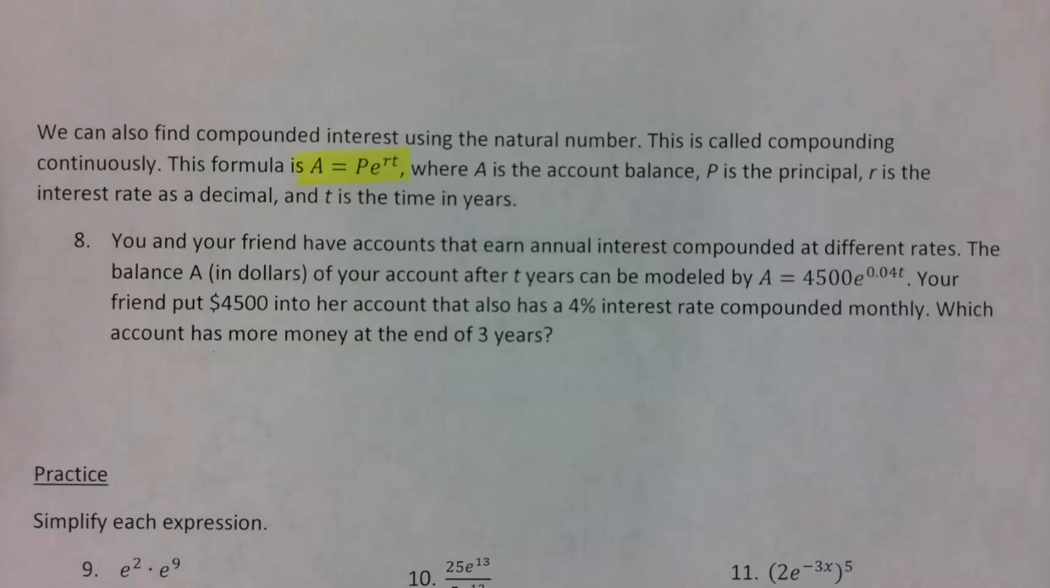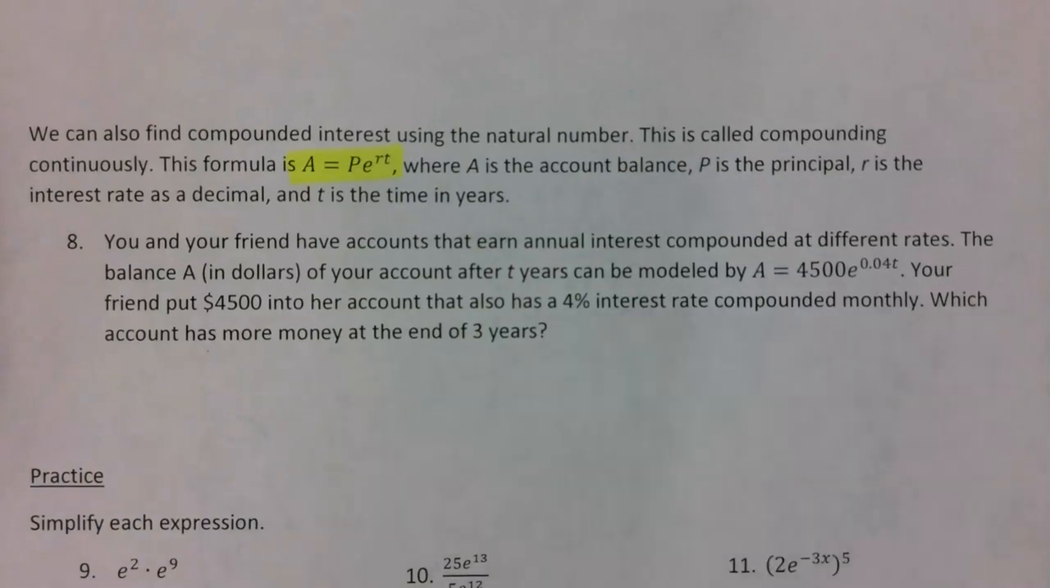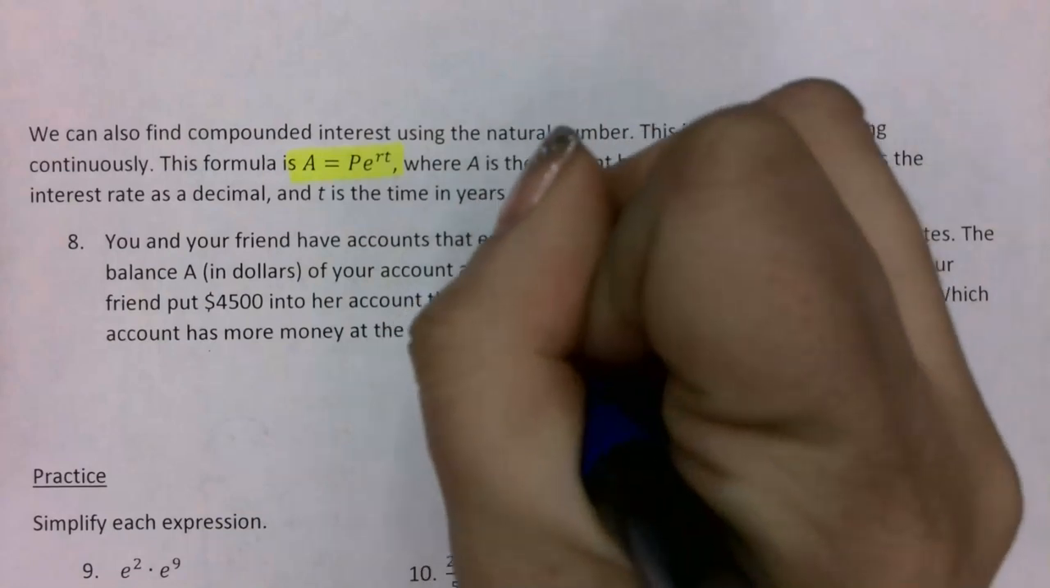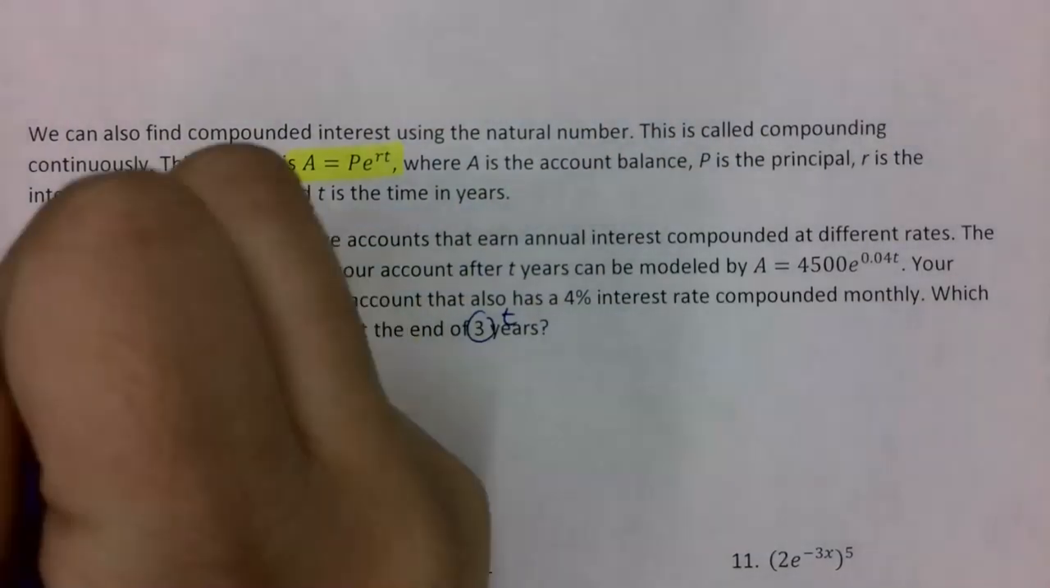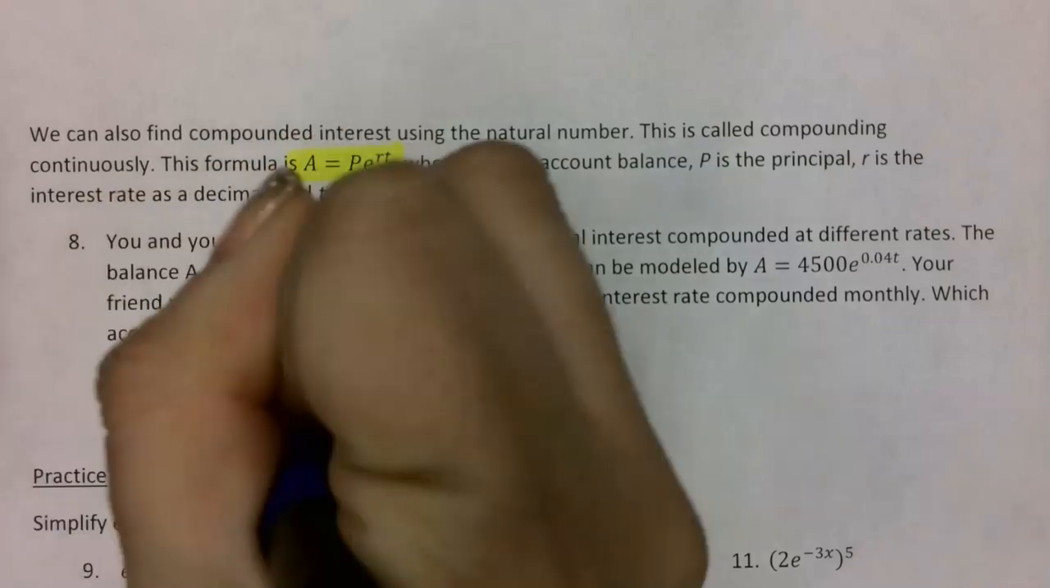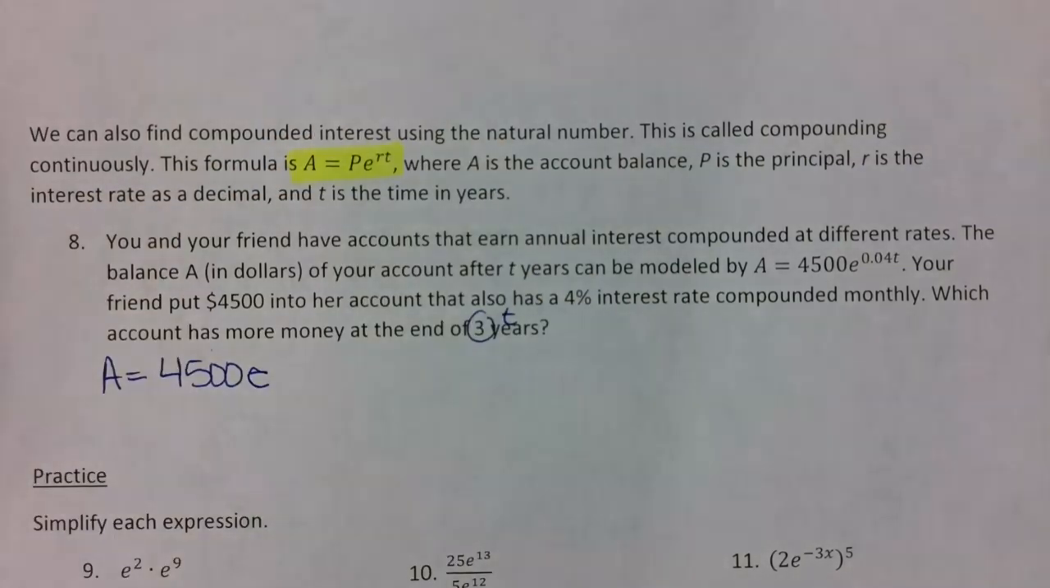So this one gives us the equation, and we also want to figure it out and compare it to the monthly rate. So our time here is 3. So first thing I'm going to do is plug in 3 into the equation they gave me. A is the amount at the end.